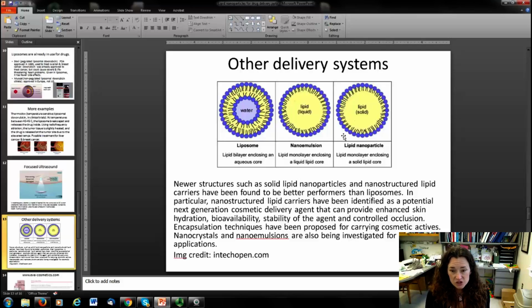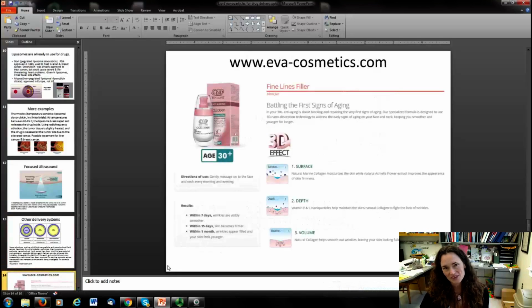So the encapsulation techniques have been proposed for carrying cosmetic actives, and nanocrystals and nanoemulsions are also being investigated for cosmetic applications, and there are some that are already currently on the market. When I say cosmetic applications, you may be wondering what the heck I'm talking about. Well, it turns out it's for face creams, for wrinkle creams. Maybe I should buy something.